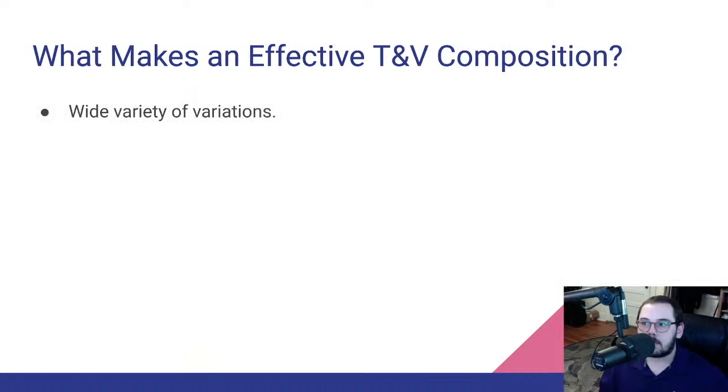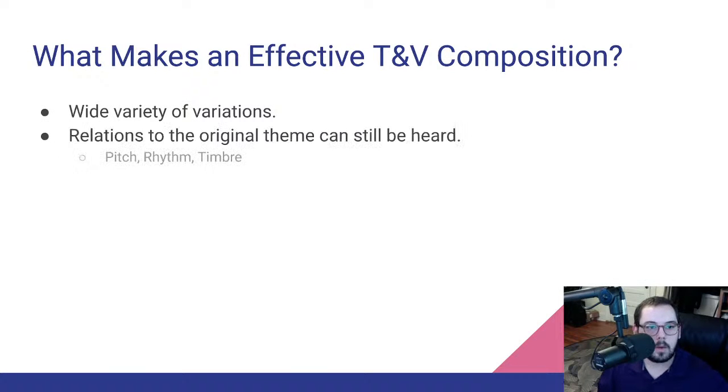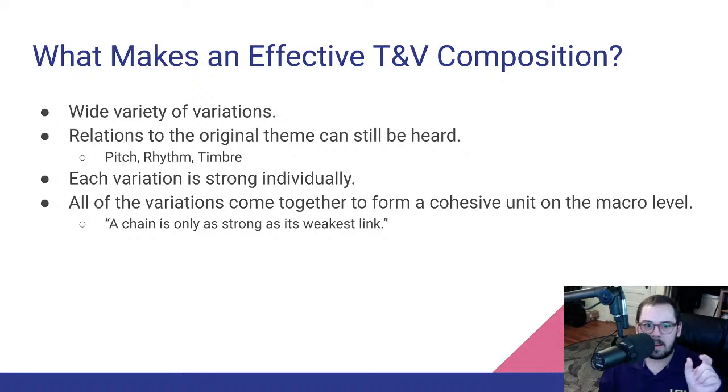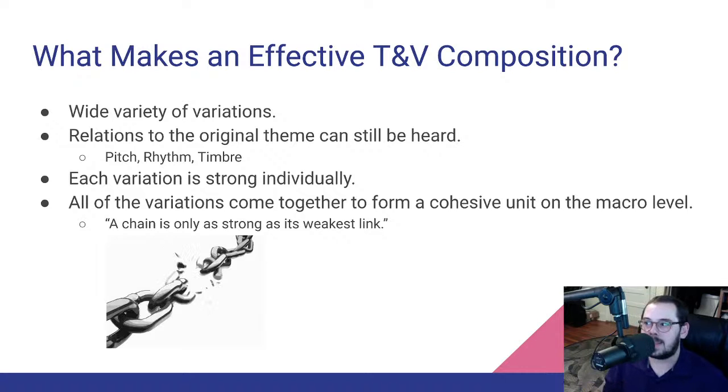All right. And it's just kind of going over a few things, just summarizing a few of the main points I made. Having a variety of variations that all relate back to elements of the main theme, making each variation strong on its own, and they form a cohesive unit on the macro level. Those are the main four elements there of making an effective theme and variation. So you don't want one particular element to be just a horrible variation, because that'll just wreck the piece as a whole.